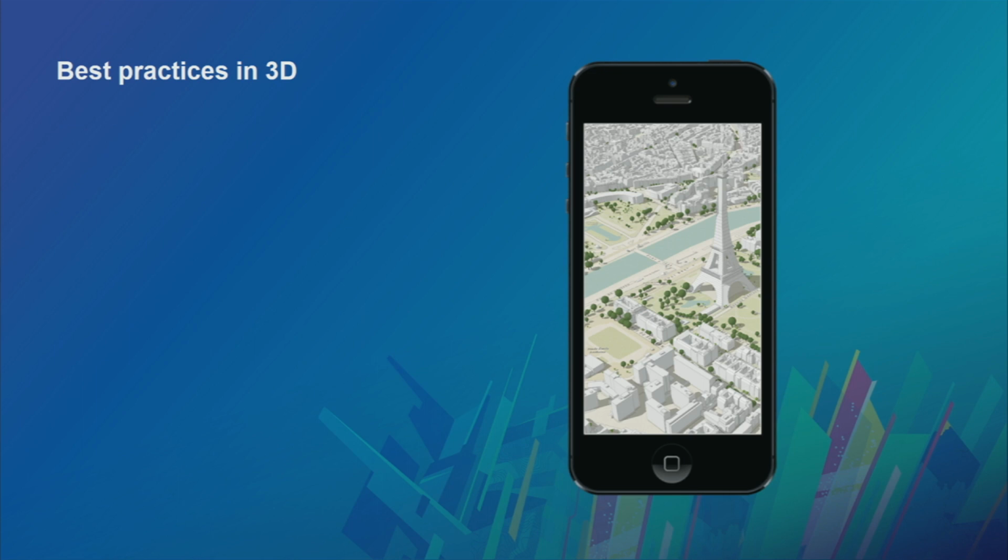I'm going to give you some tips and tricks for 3D. So as Rene said, mapping APIs do a lot of stuff in the background. 3D mapping APIs do even more stuff in the background. So you will have terrain, you will have 3D geometries, you will have symbols that are 3D.